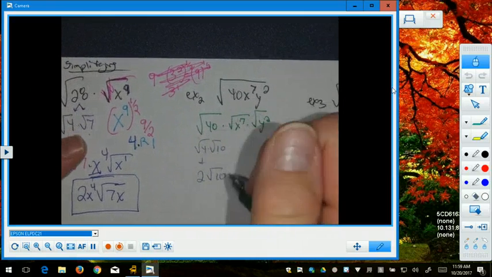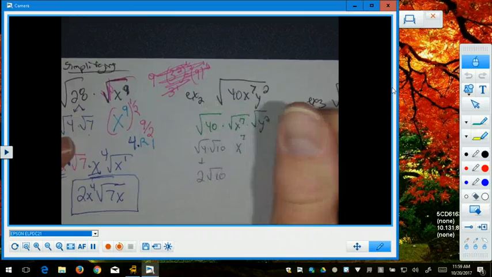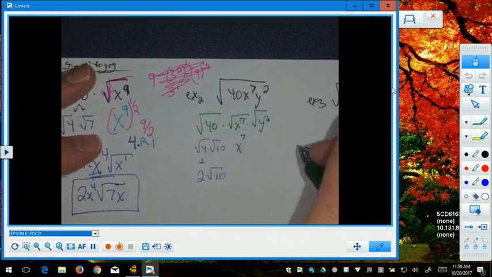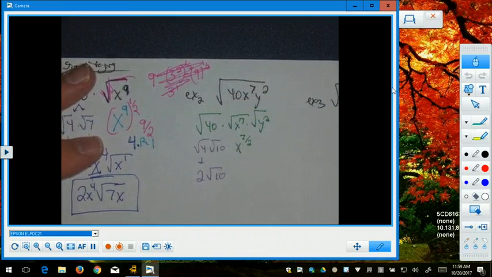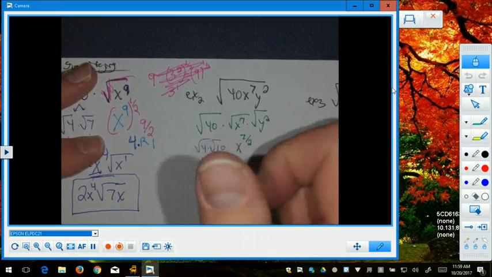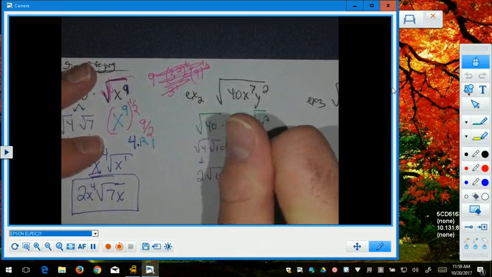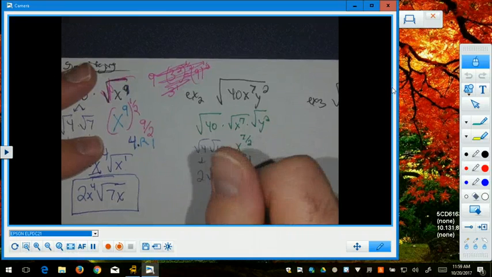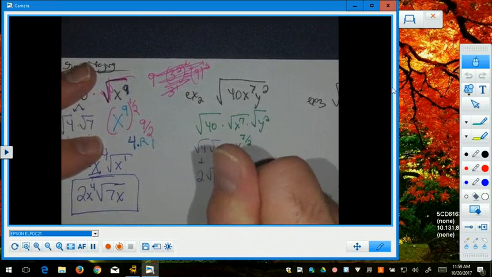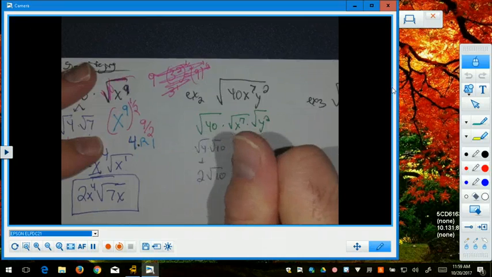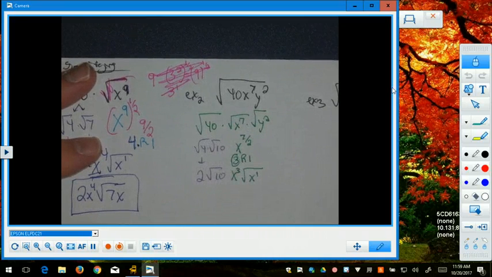The x to the 7th I will rewrite as a fractional exponent. X to the 7th raised to the 1/2 power is x to the 7/2. 2 goes into 7 3 times with a remainder of 1. So there will be 3 factors of x that come out of the radical and 1 factor of x that remains under the radical.